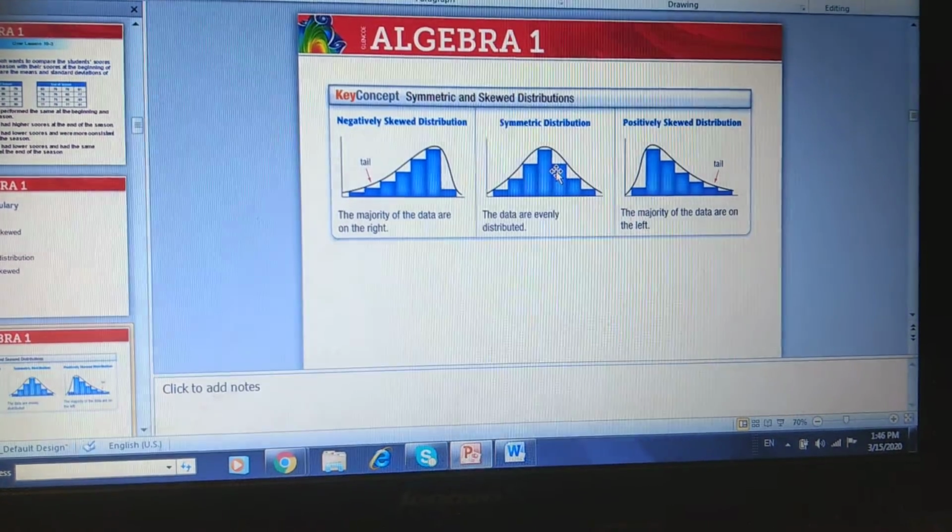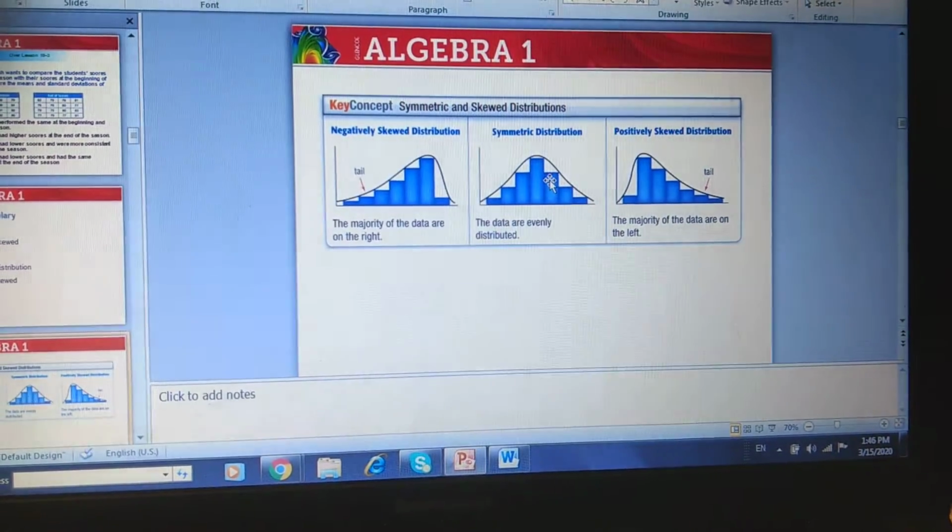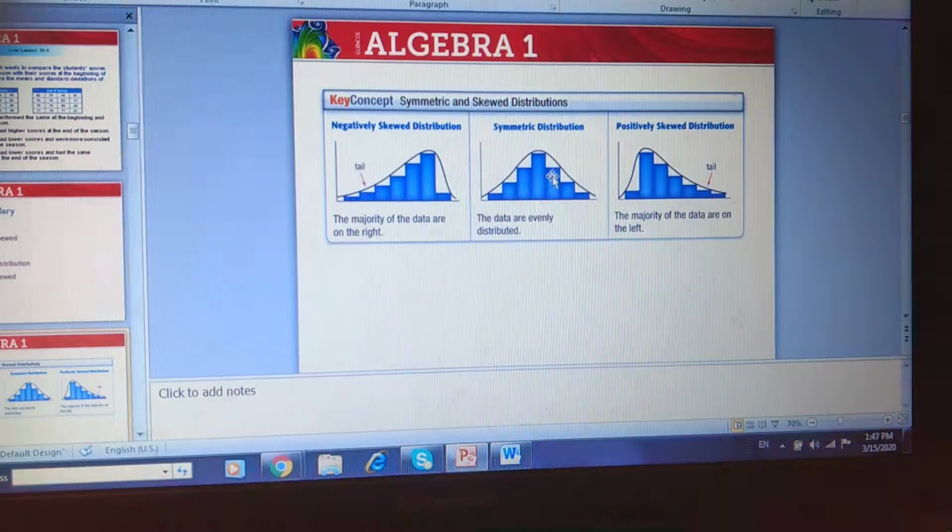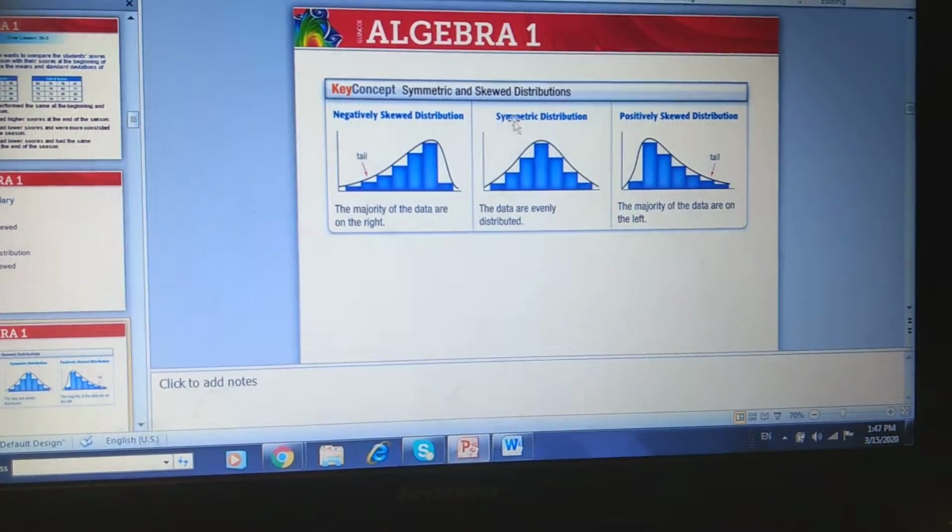Here the data are symmetric. The data on the right and on the left are the same. Therefore, I call it symmetric distribution.